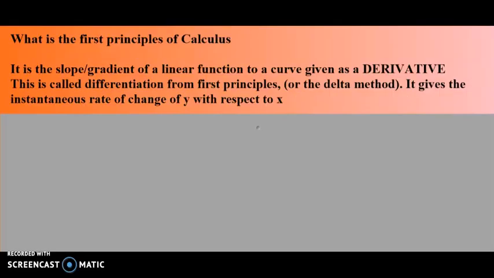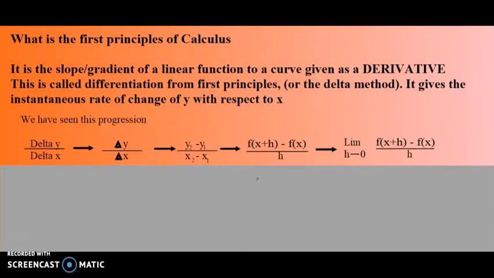I'm sure most of you are already asking, now what is first principles? This is the slope or the gradient of a linear function to a curve given as a derivative. This is called differentiation from first principles, also known as the delta method. It gives the instantaneous rate of change of y with respect to x.